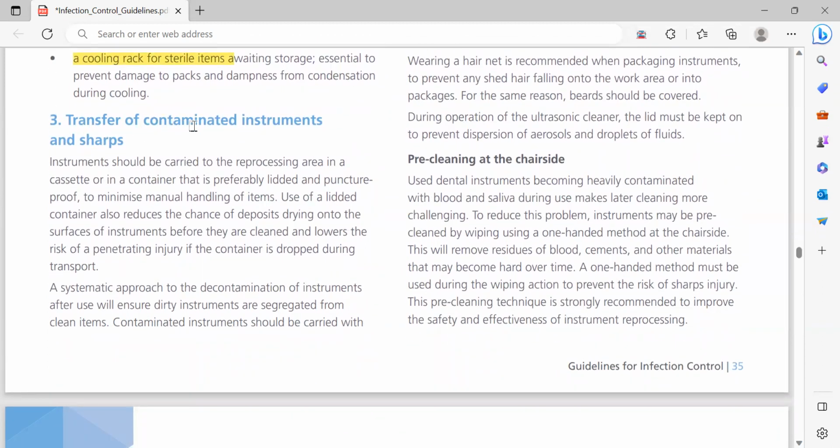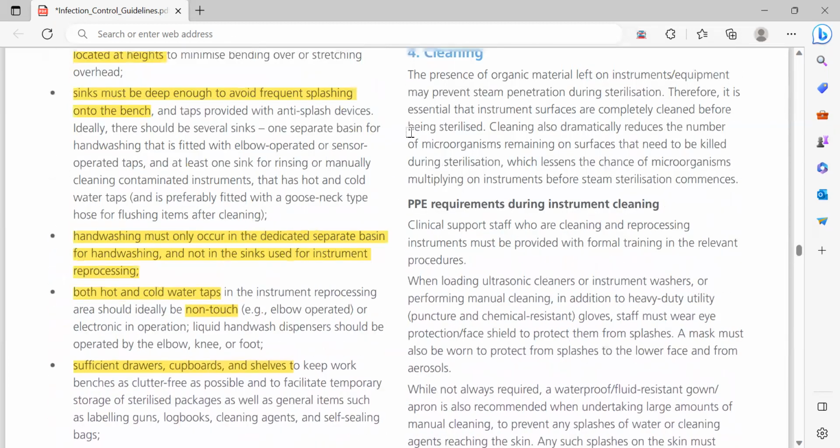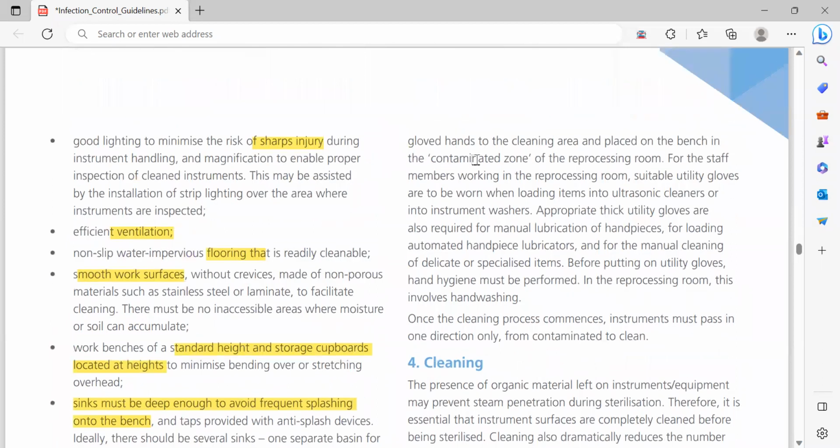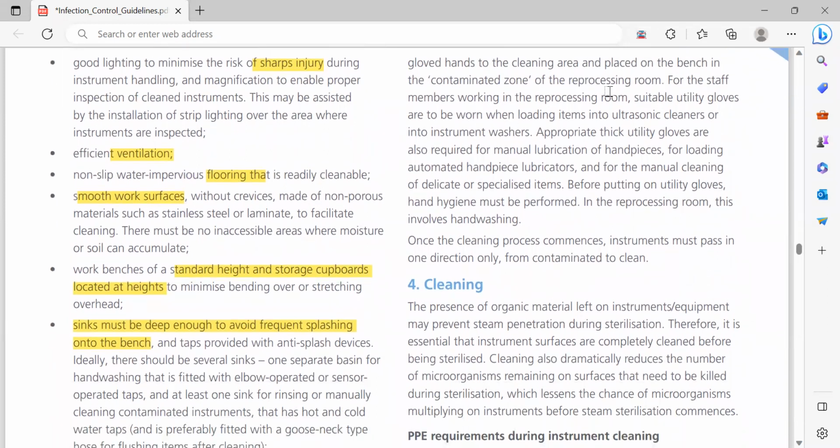Then we will read about the transfer of contaminated instruments. Instruments should be carried to the reprocessing area in a cassette or in a container that is preferably lidded and puncture proof to minimize manual handling of the item. So it should be covered so that there would not be any incident from the dirty instrument. In the contaminated zone of the reprocessing room, the staff member working there should wear suitable utility gloves when loading items into the ultrasonic cleaners or into instrument washers.